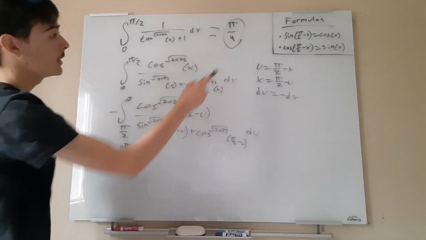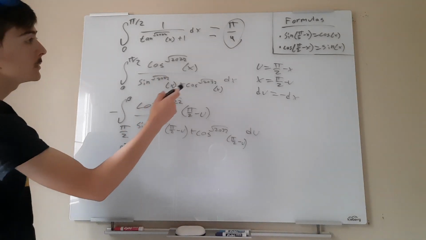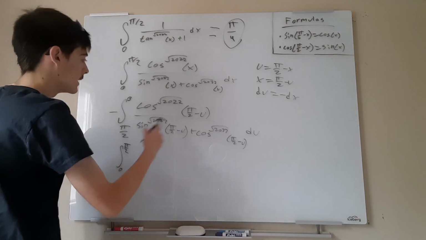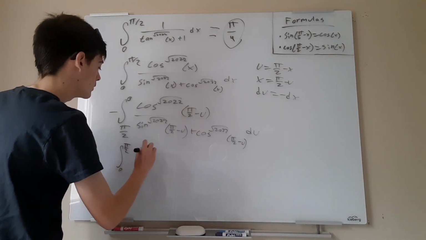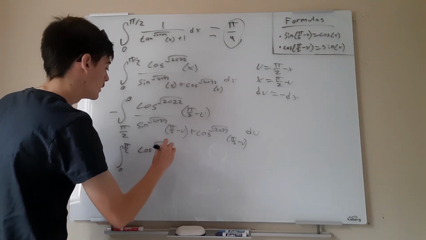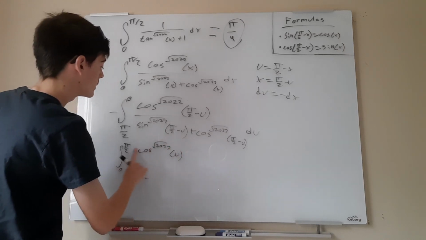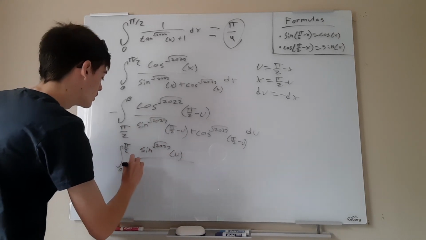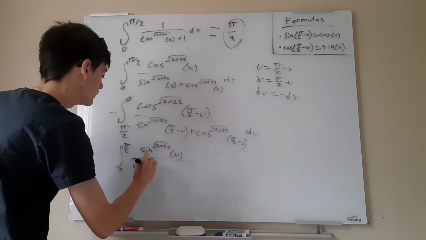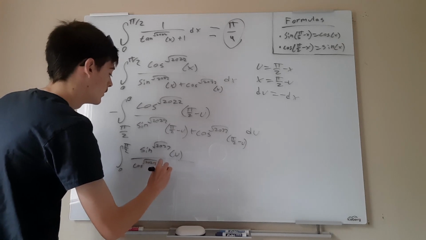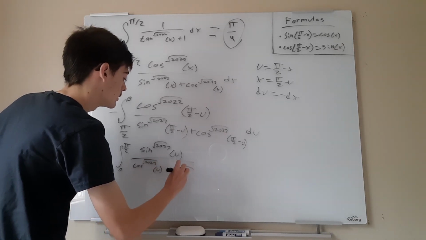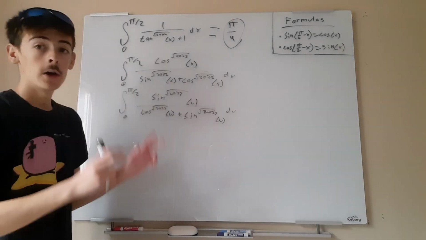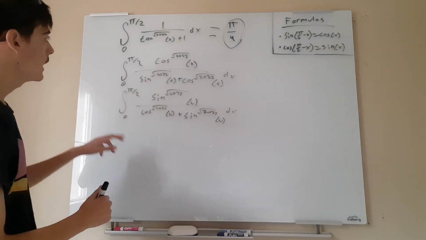And using our two formulas up there, sine of pi over 2 minus x equals cosine x, and cosine of pi over 2 minus x equals sine x, we can clean this section up a bit, and we will have sine to the root 2022 of u, my bad, over cosine to the root 2022 of u plus sine to the root 2022 of u. And then du.